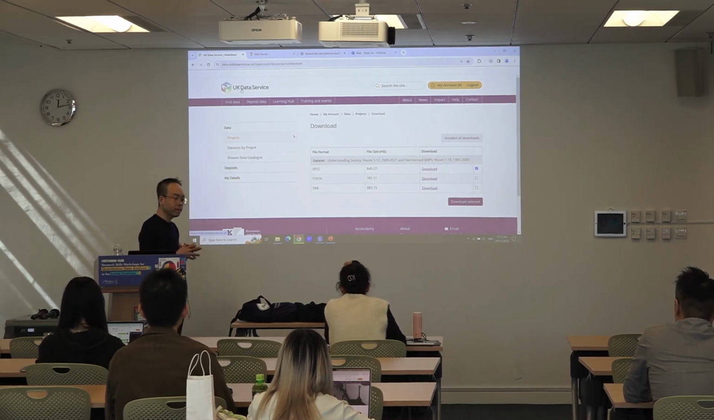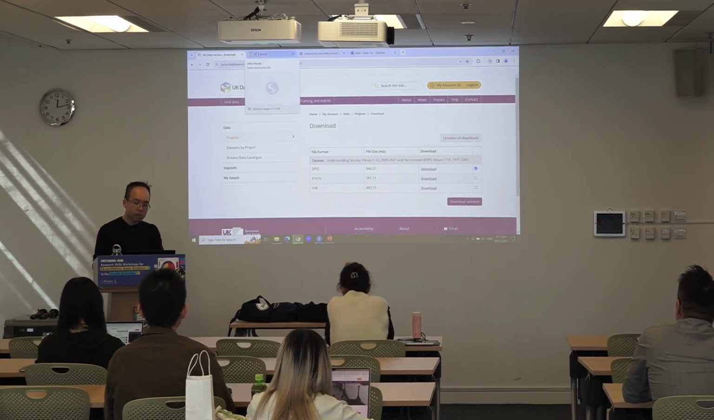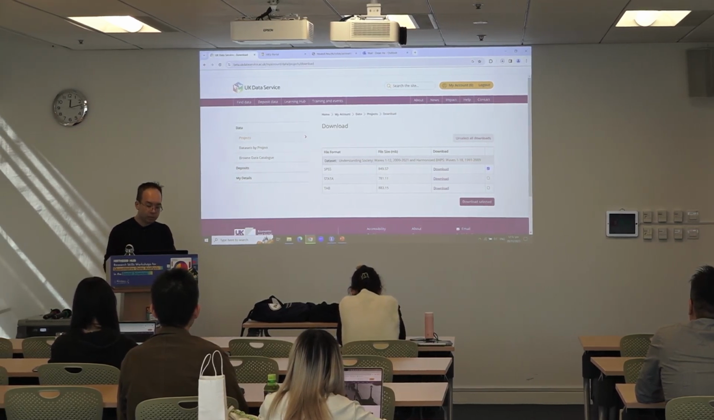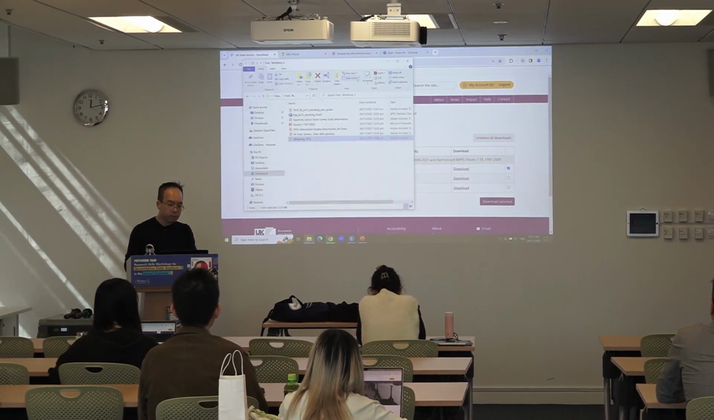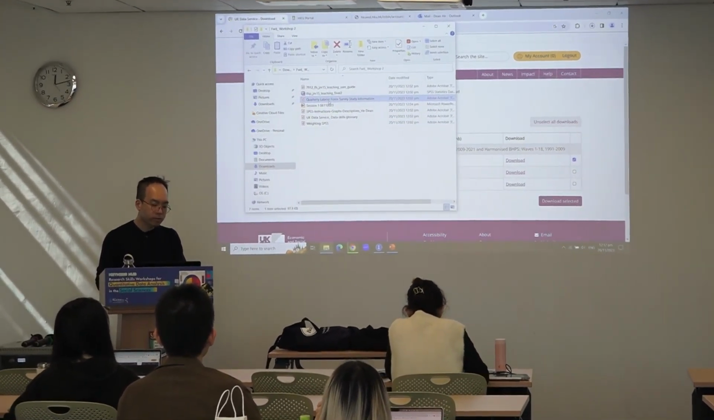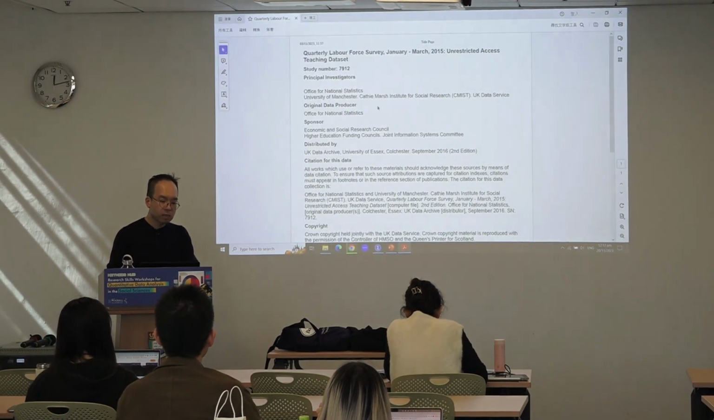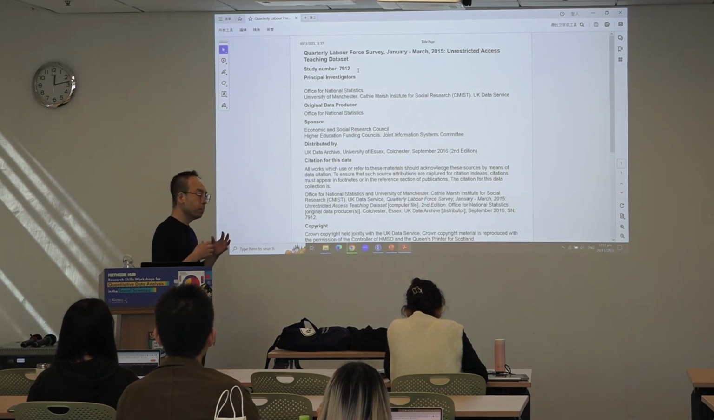to access the data. For example, the very first data set that we used for the workshop, which, let me show you, is the quarterly labor force survey. This one I'm opening up right now. Okay, this one that we have used, we did not necessarily need to register an account. We could just download it right away.